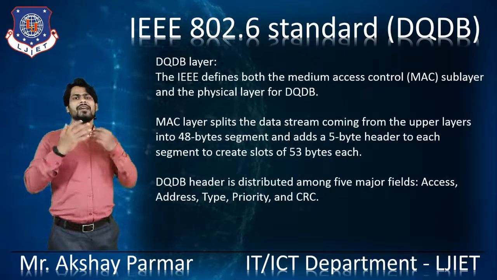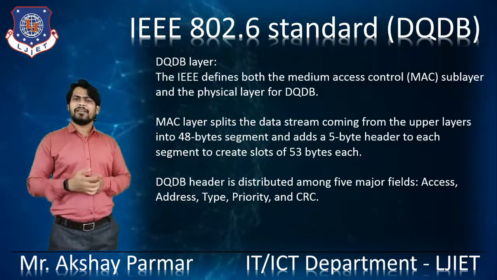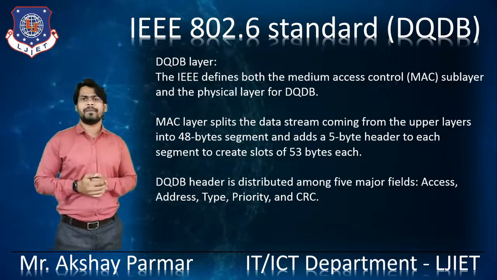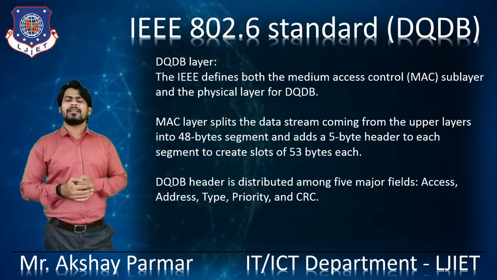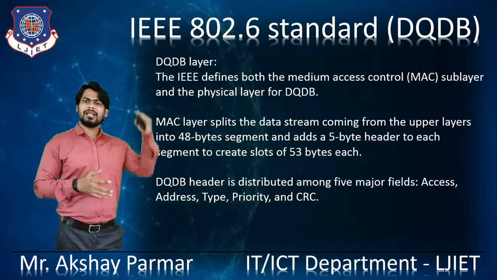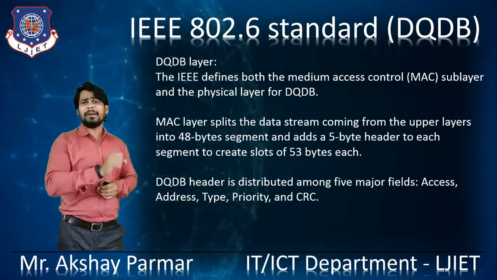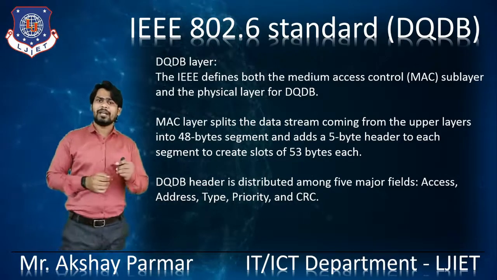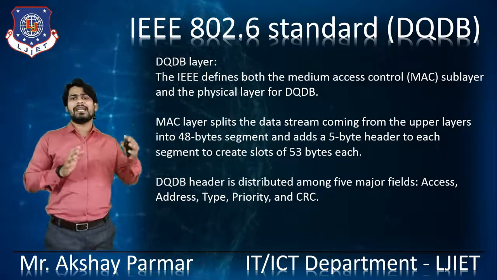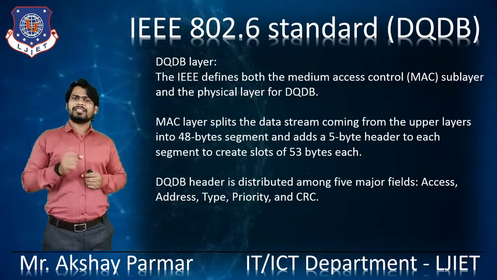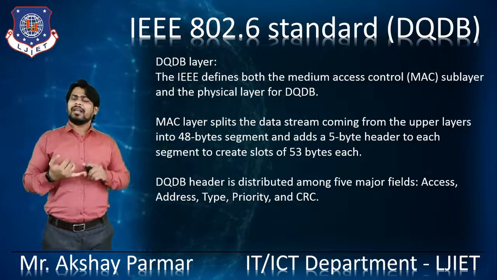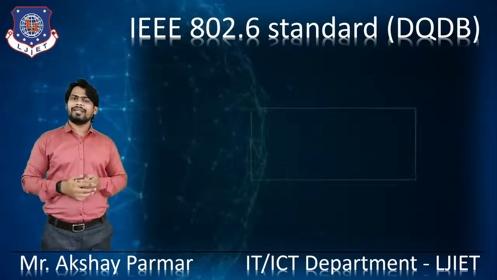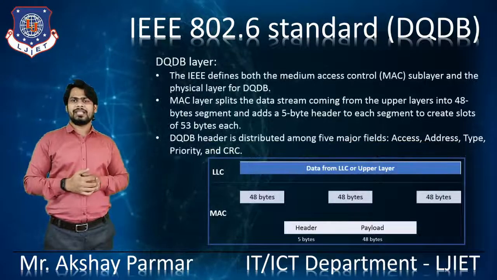Let's see the DQDB layers, right? The IEEE defines both the medium access control sublayer and the physical layer of the DQDB. The MAC layer splits the data stream coming from the upper layers into 48-byte segments and adds a 5-byte header to each segment to create a slot of 53 bytes each. The DQDB header is distributed among 5 major fields: access, address, type, priority, and the CRC. Right? Don't worry, we will discuss them in brief.